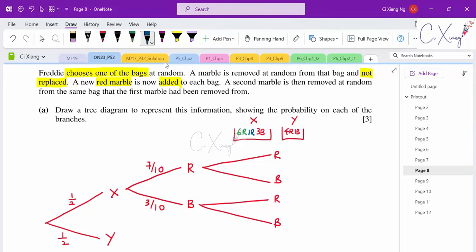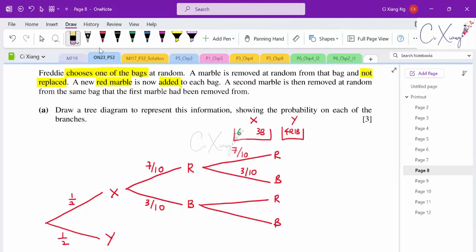So now I still focus on bag X. Then I want to look at the probability that if I select the second marble, what is the probability that I get a red again? Now you see the total marbles in the box is still 10 marbles in total, right? And we are having 7 red color marbles, so you are having 7 over 10. To get the blue marble, you have 3 blue, so it will be 3 over 10. So this is the first pair of branches that we have.